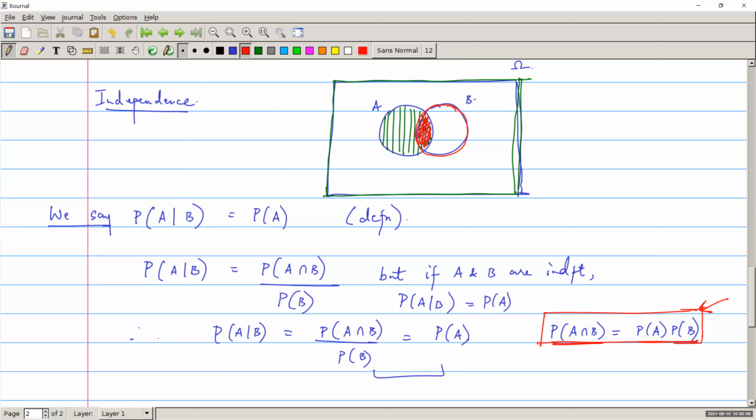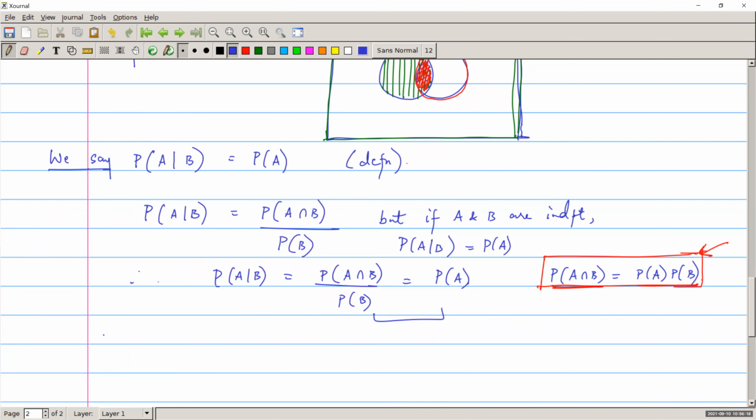That is the case where B will not provide any information about A. Knowing that the outcome belongs to B does not tell you anything about whether the outcome is in A or not. And it so happens that independence is symmetric. If the probability of A given B is the probability of A, that is, knowing that the outcome belongs to B does not tell you anything about A, then the converse is also true: the probability of B given A will also be equal to the probability of B.